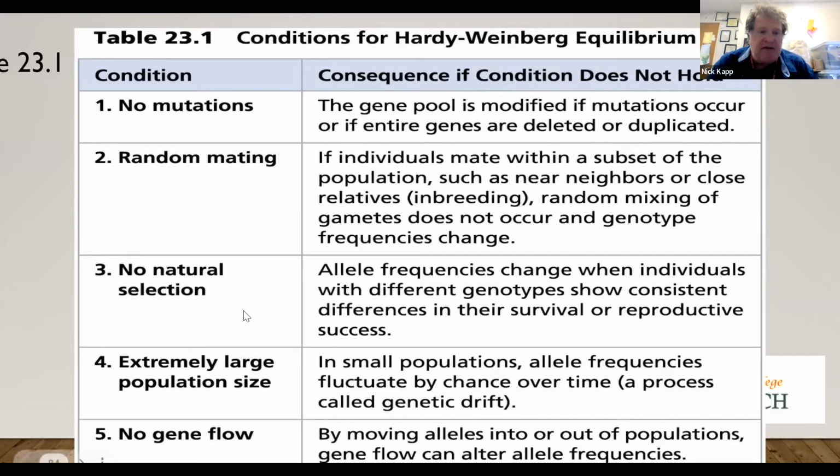In a non-evolving group, you have no natural selection. You're going to have an extremely large size, so all things are random, and then you'll have no gene flow. So these are basically what we could talk about. These are all conditions that favor evolution.